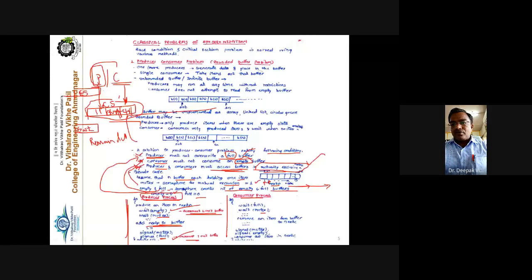And for the consumer code, you have to do exactly the reverse: wait full. Wait full means you have to check the value of full. Wait decrements the value, right? Then wait mutex, then remove an item from the buffer. From this side, you remove with the help of the next c pointer. Next c is the pointer of the consumer, and next p is the pointer of the producer. So it goes on consuming items from the right-hand side. Then signal mutex, then signal empty. Then consume the item in next c. Right, so this is the pseudo code.